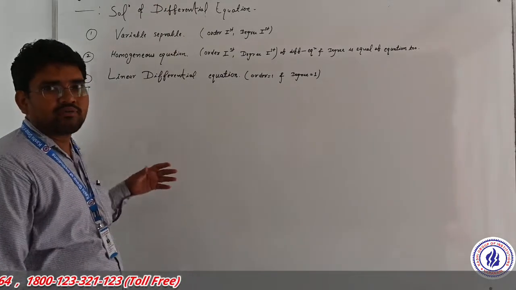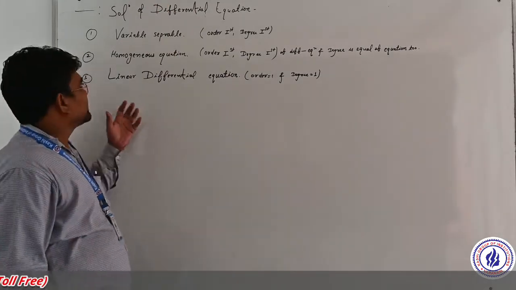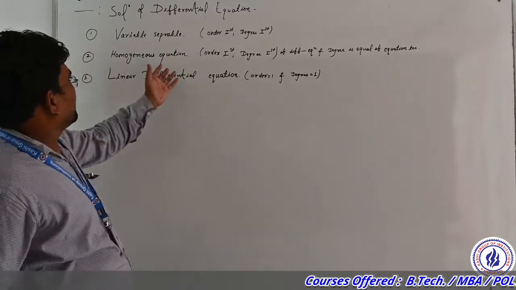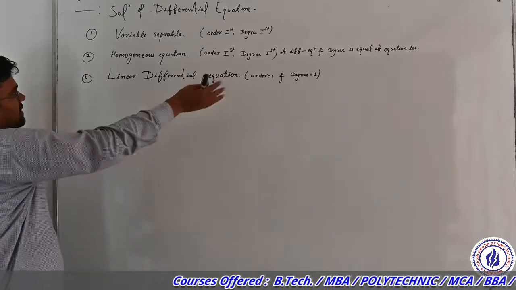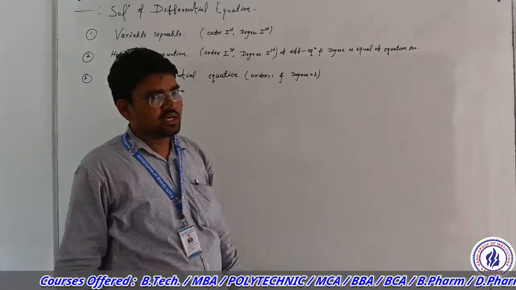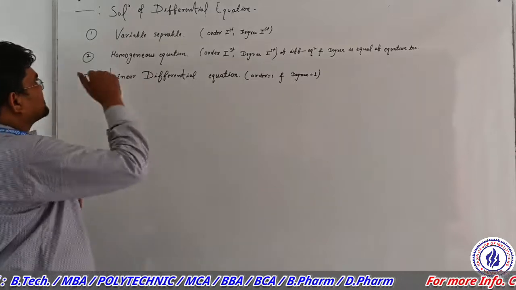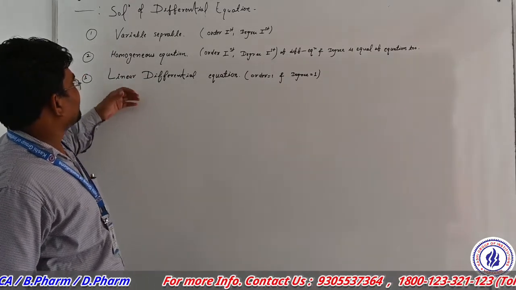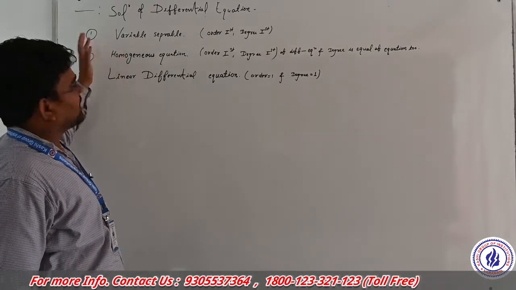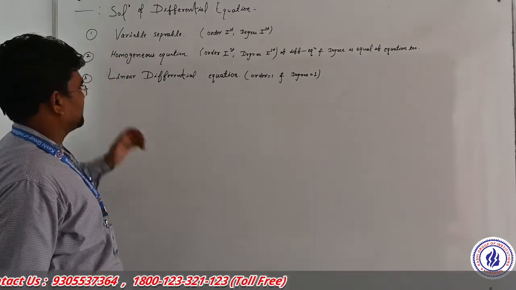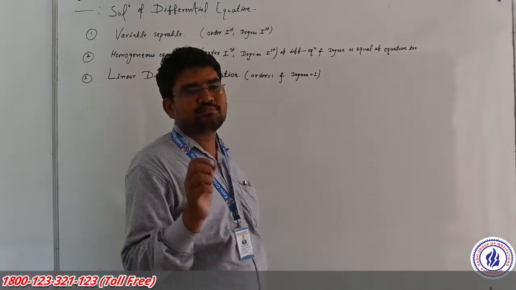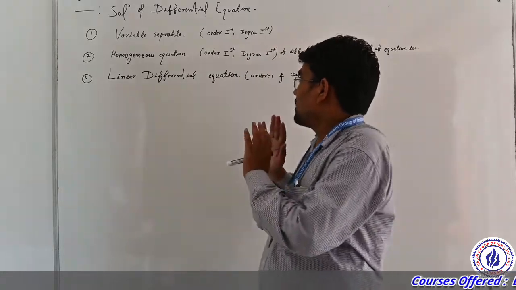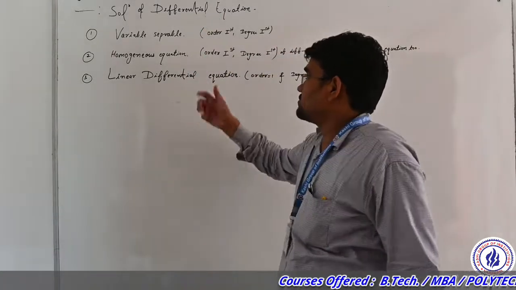In that we have 3 points. First, variable separable, second, homogeneous equation, and third, the linear differential equation. These are all related to each other. If we have a question, sometimes we implement the first one, and after that the second one, and then the third one. Only a little concept we have in that. So all of you are very clear about these ones.